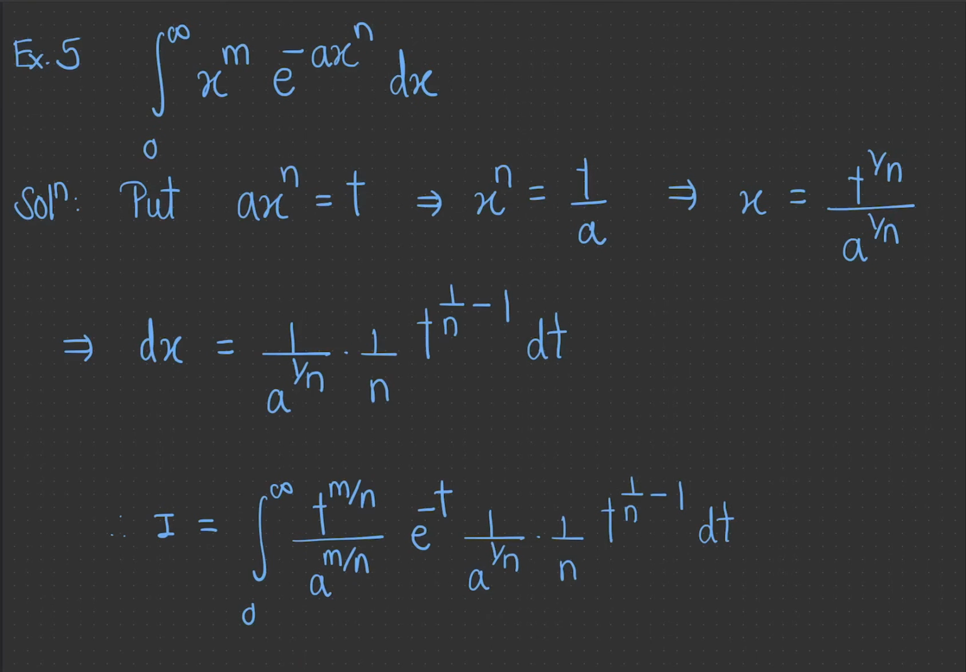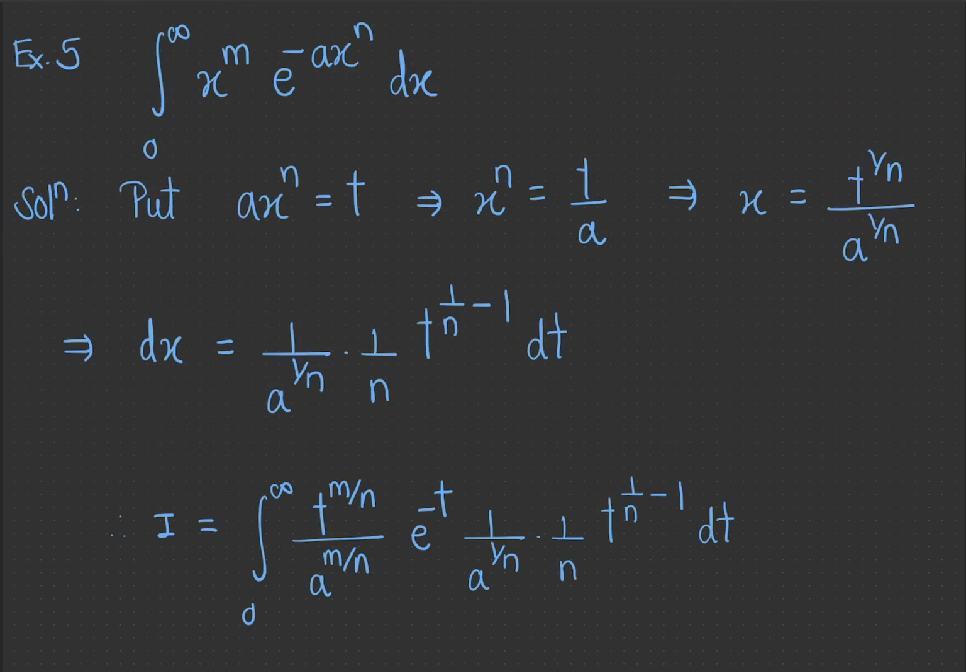Now the next example is integration 0 to infinity x raised to m e raised to minus a x raised to n dx. Now we see that the power of e is minus of a x raised to n. So we will put a into x raised to n equal to t. So by putting a into x raised to n equal to t, this implies x raised to n will be t upon a. Okay. So this implies x will be t raised to 1 by n, a raised to 1 by n. So x is t raised to 1 by n upon a raised to 1 by n.